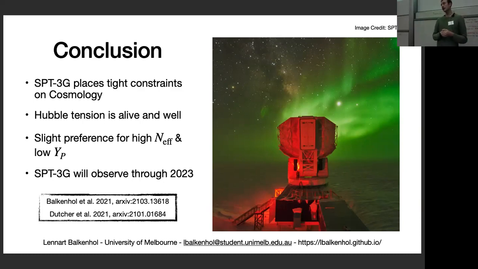As I mentioned before, this is only the 2018 data set from our SPT-3G telescope, and it's scheduled to observe through 2023. In fact, we already have maps on our hands 3.5 times as deep as the ones that went into this analysis. So really excited to dig into those and learn more about the universe. Thank you.